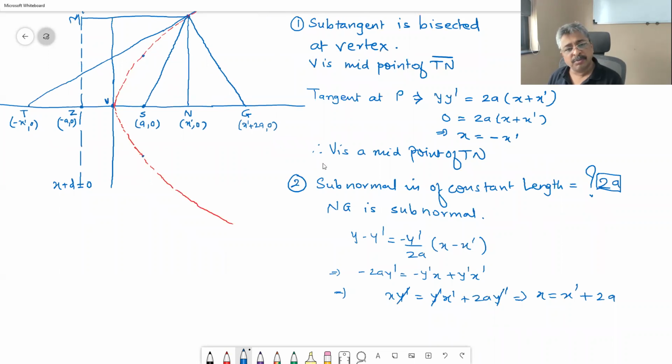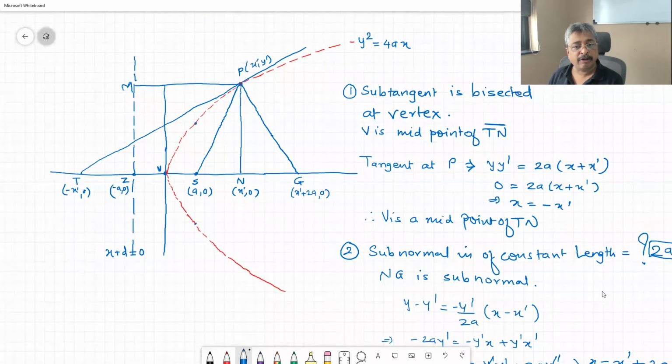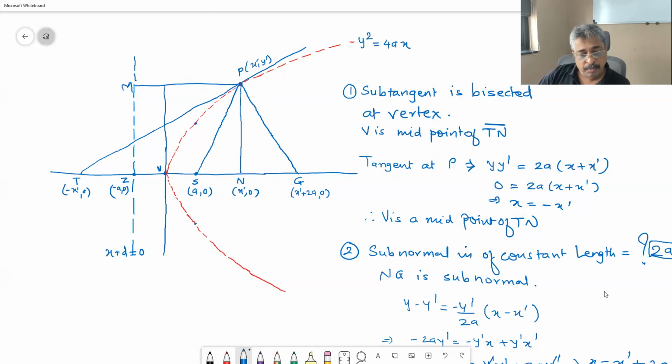Okay. Now before I write the next property, use technology to pan this parabola down. Let me check. I have to master this also. But I should stop recording.